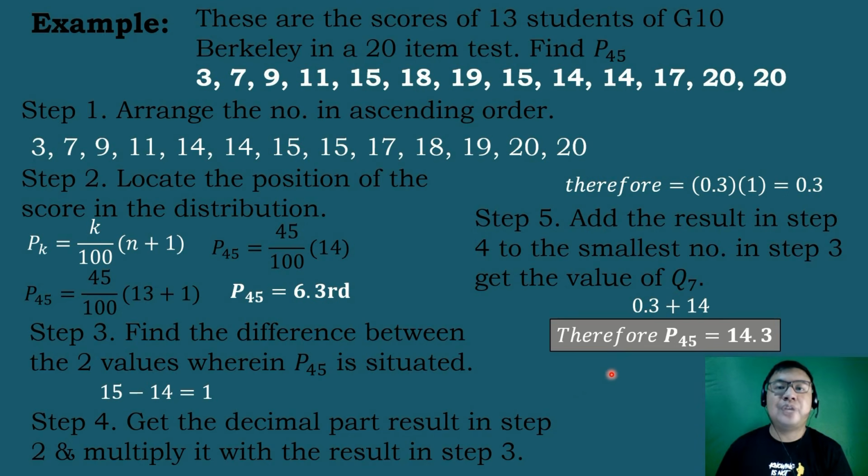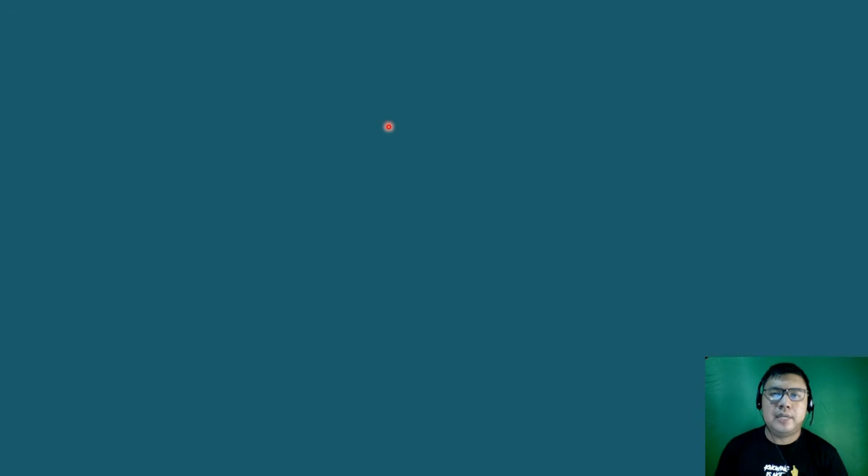And if we try to interpret this, 45% of the students get a score of less than or equal to 14.3. Let's have our next example.